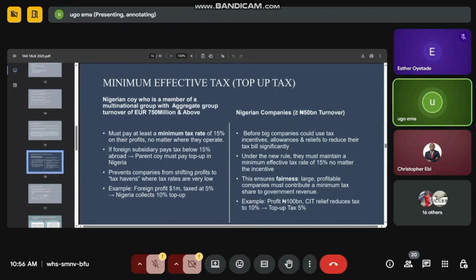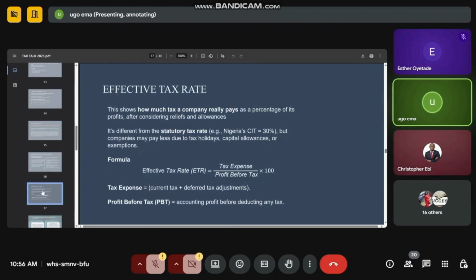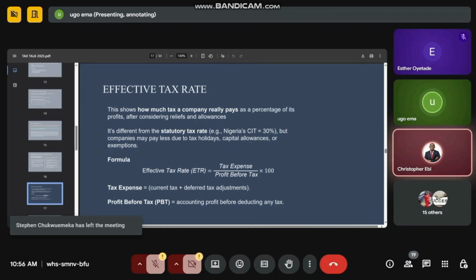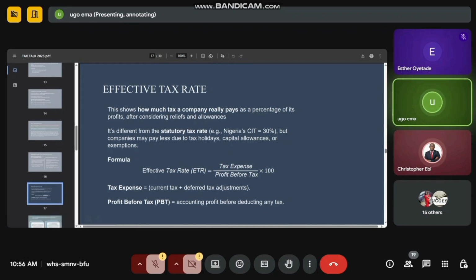So what exactly is effective tax rate? How do we generate the effective tax rate? Effective tax rate is basically different from the applicable tax rate for companies. The actual statutory tax rate for large companies is 30%. But like I said before, companies, due to allowances and some incentives, can have an effective tax rate below 30%. And how do you calculate your effective tax rate?